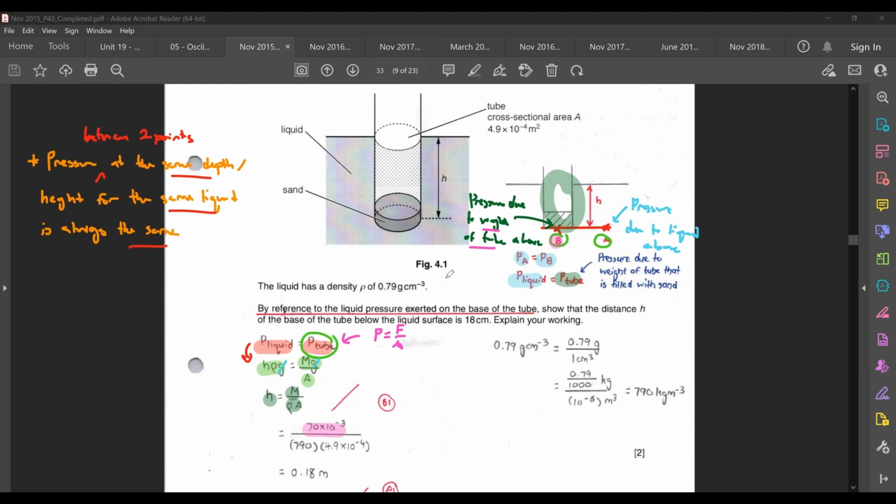And then your density. Now your density is the one that may be a bit of a problem here because it is in grams per centimeter cube. So it will be a good idea to change it to kg per meter cube. So if you have 0.79 grams per centimeter cube, it means you have 0.79 grams for every 1 centimeter cube.